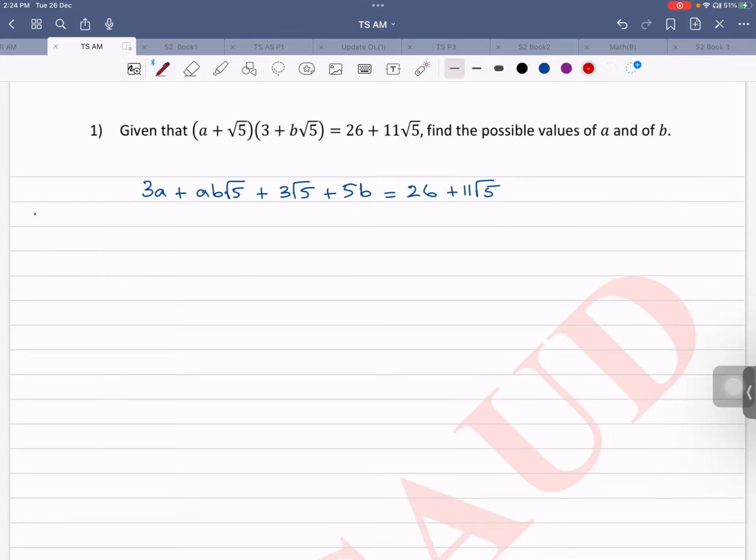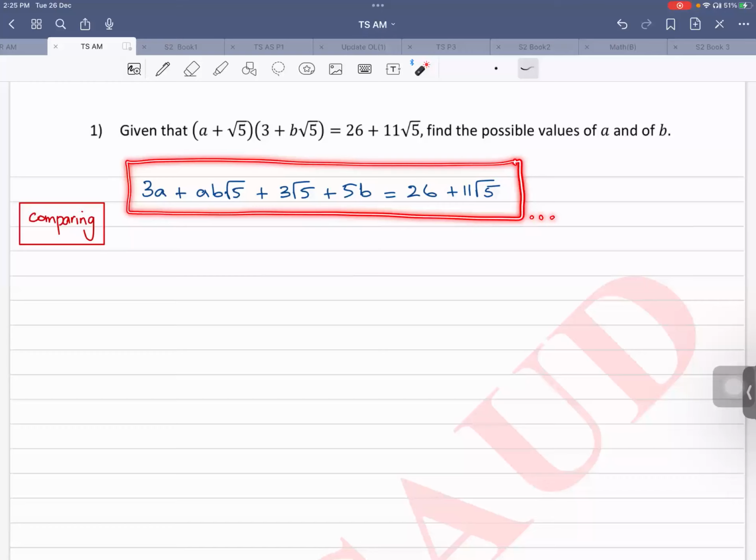Sir, couldn't you send the 3 square root 5 to the other side, subtracted from 11 square root 5? I can, but even then, the concept that I'm going to use to solve this question is called comparing. And when do we use this method of comparing? When we have only one equation but how many unknowns? Two, or more than two. We use the method of comparing.